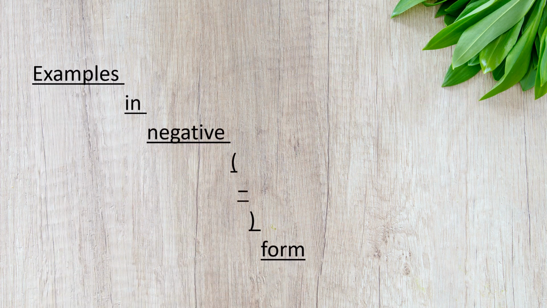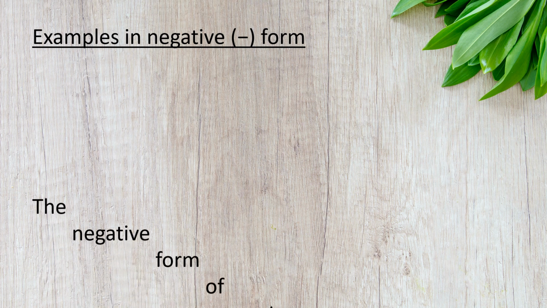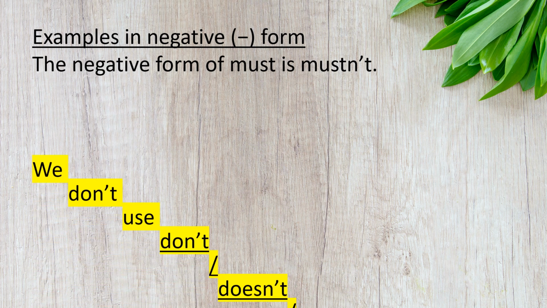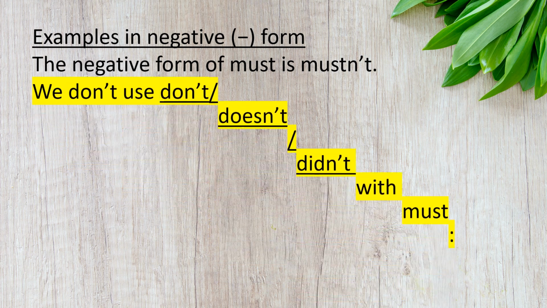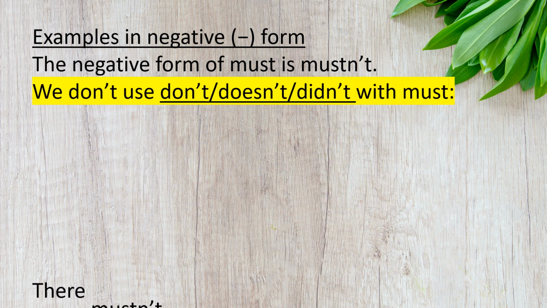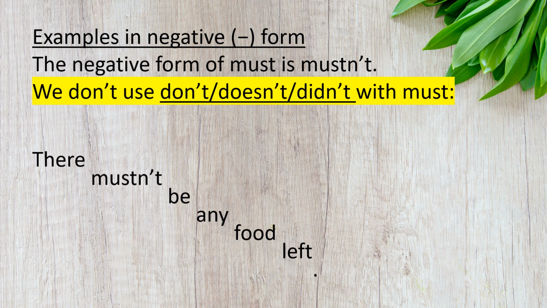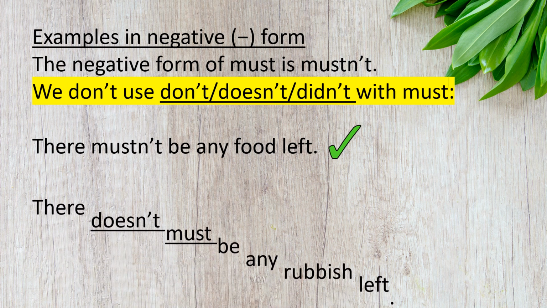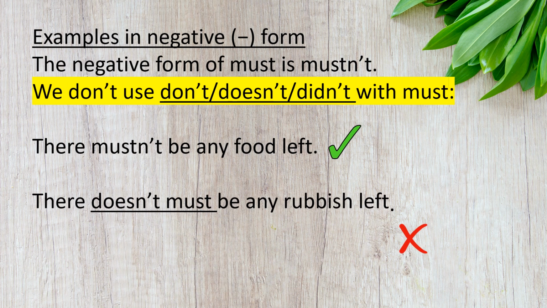Examples in negative form. The negative form of must is mustn't. We don't use don't, doesn't, or didn't with must. The correct sentence is, there mustn't be any food left. The wrong sentence is, there doesn't must be any rubbish left.